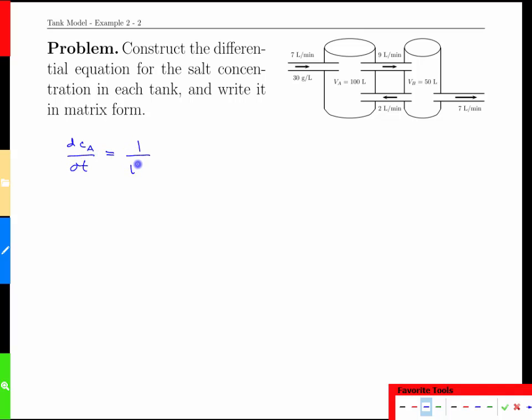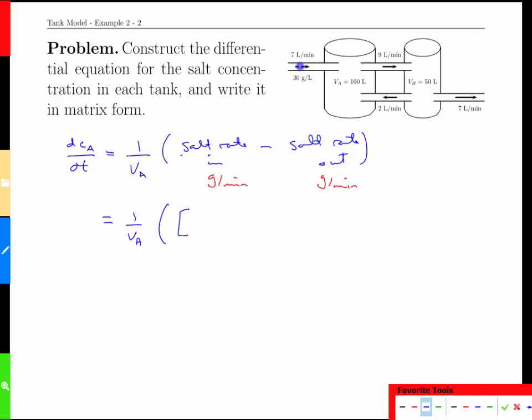So we've seen this before. The concentration derivative is 1 over volume times the salt rate in minus the salt rate out. And these are going to be in grams per minute, so that'll be a guide for our units. What we get when we isolate tank A is that we have 1 over that tank volume. Inflow is coming from 2 places. So our salt rate in is going to be 7 liters per minute times 30 grams per liter. That's the inflow from this pipe.